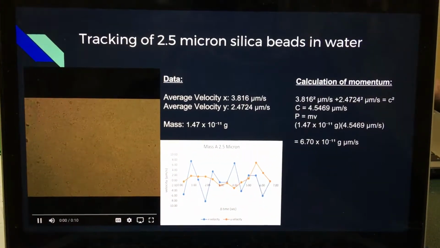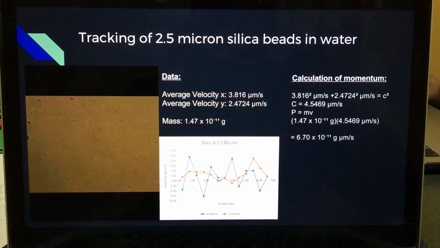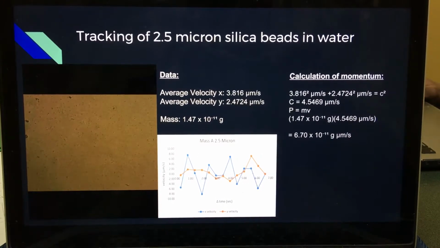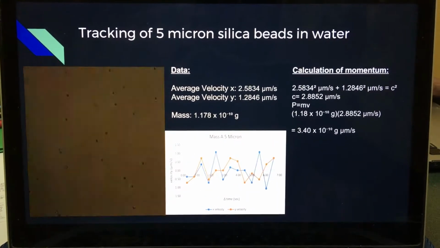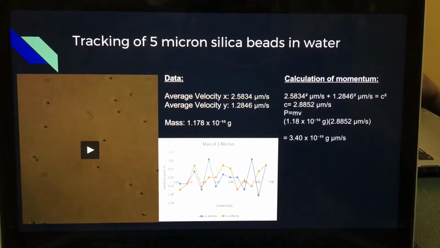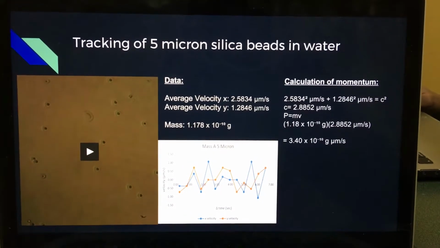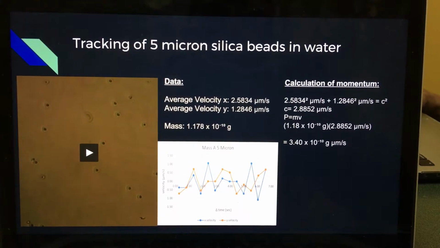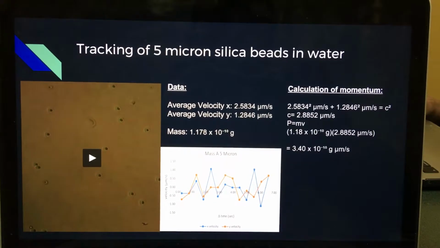And similarly, we did the same exact thing for the 2.5 micron silica beads in water, and we found the momentum for that to be 6.70 times 10 to the negative 11th grams times micrometers per second. And for the 5 micron silica beads in water, we did the exact same thing to find 3.40 times 10 to the negative 10 grams times micrometers per second. And for all these, also to add, there's a graph on the bottom that shows velocity over time.